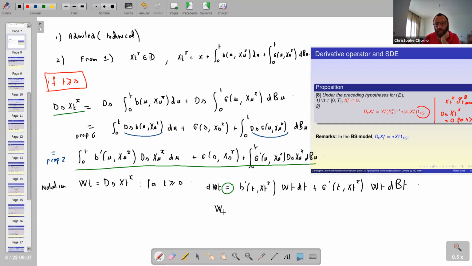And I have also that for t equal to s, if I replace t by s in my equation here, I have the following. I know that ds of xu is equal to 0 if s is strictly greater than u. So if you integrate here with a u between 0 and s, this term is equal to 0. So let's write it here.